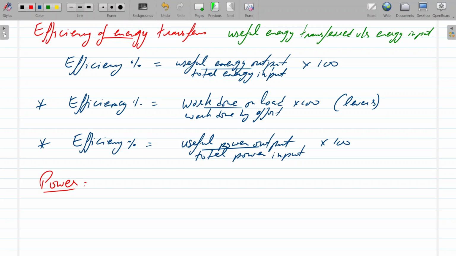So what is power? Power is the work done per unit time. Can we cover it in 10 minutes? Yep. Work done per unit time, or energy transferred per unit time.